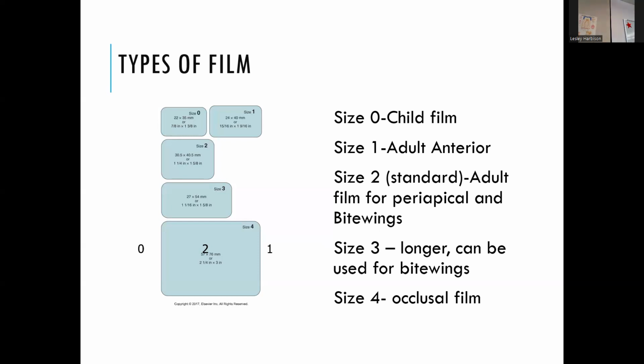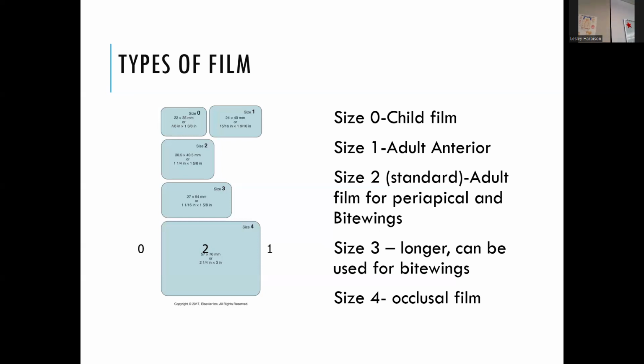We don't really have it out and available because we've just always used the size 2. But in private practice, that might be another reason why you might use it, if somebody's mouth is really narrow or small. You can see there, size 1 is adult anterior, size 2 is your traditional, and size 3 is a little longer.